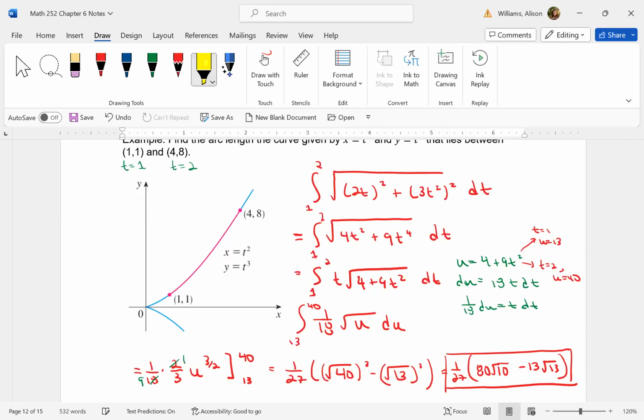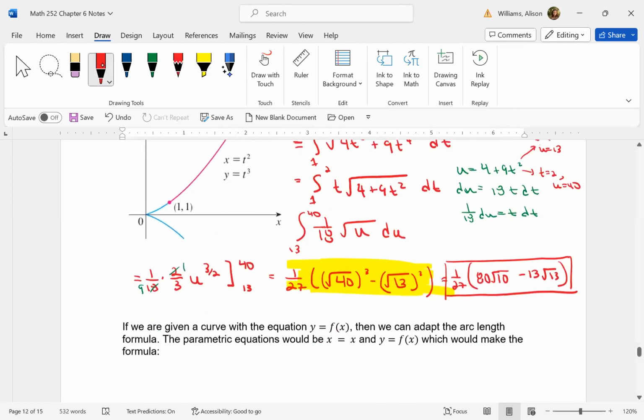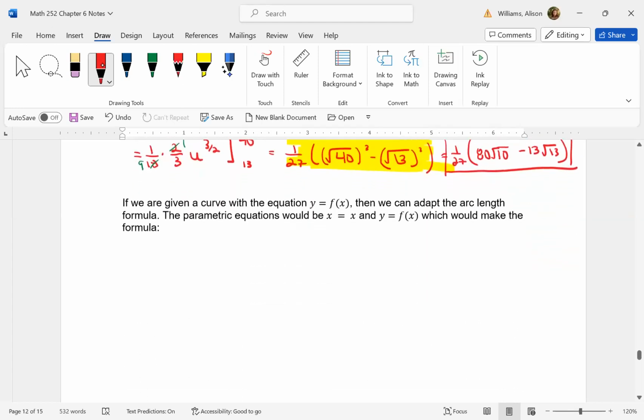So that's as simplified as I can make it. I personally would have been just fine with this, okay? But that's okay. That's how they would have written it in the book, in simplified form. Okay, let's kind of see what happens if we aren't working with parametric equations. What if we have something that we can represent with a function?